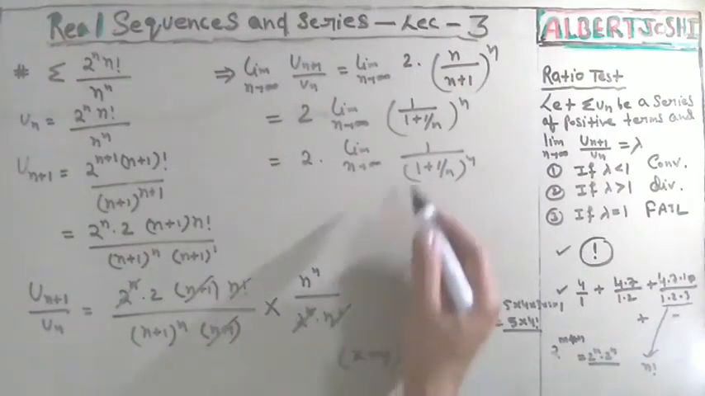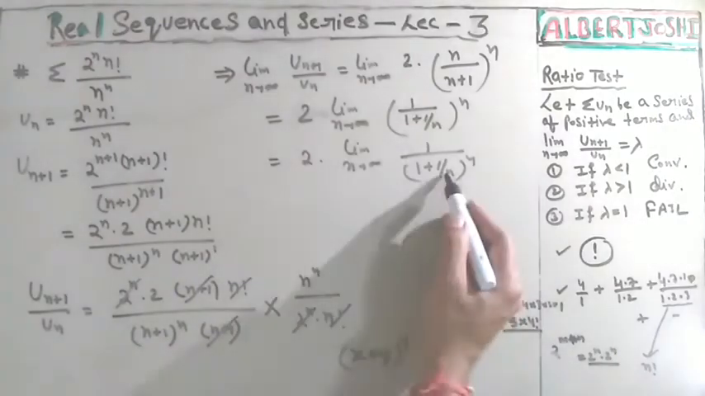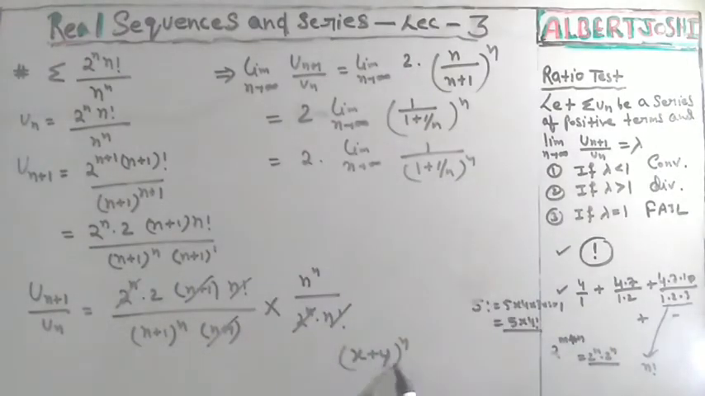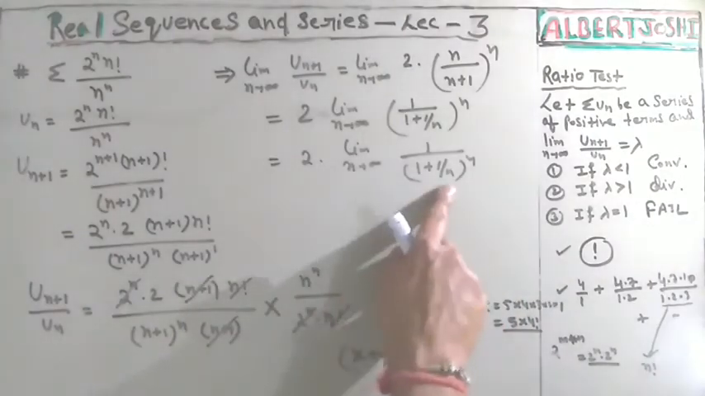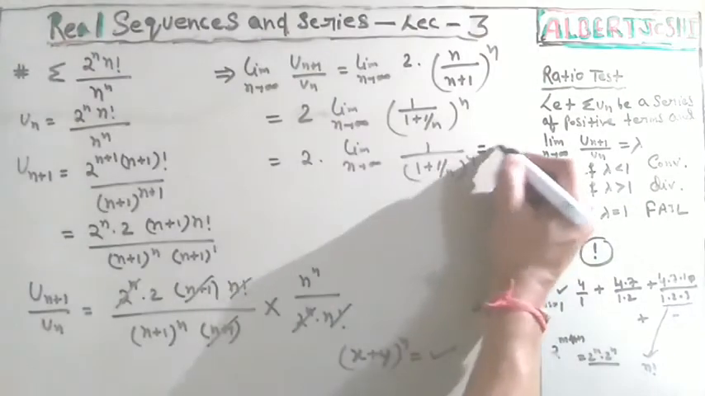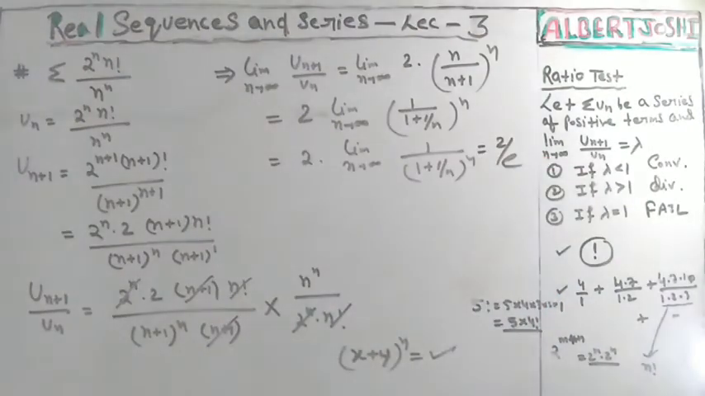Okay, put 1 in place of x, and in place of y you have to put 1 upon n. Then write the expansion of this, and as n tends to infinity, you are getting e actually. Then you are getting 2 upon e.